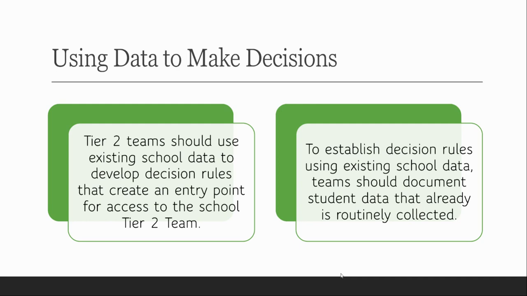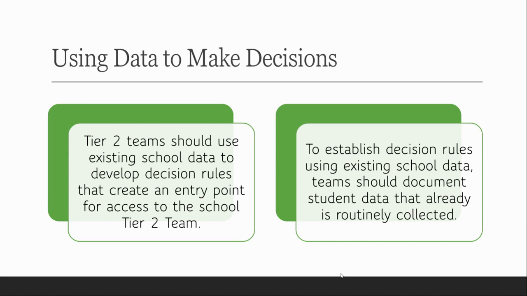So when we talk about what data do we want to use to help make those decisions? Teams can use existing school data to develop those decision rules that are going to create that entry point for access to the tier two team and those tier two interventions. That tier two team, when they're planning, can set criteria that will be used to automatically trigger and initiate discussions about a student who may be at risk or who may be in need of those tier two interventions. After reviewing student data, the tier two team can then determine if an intervention is warranted or needed.